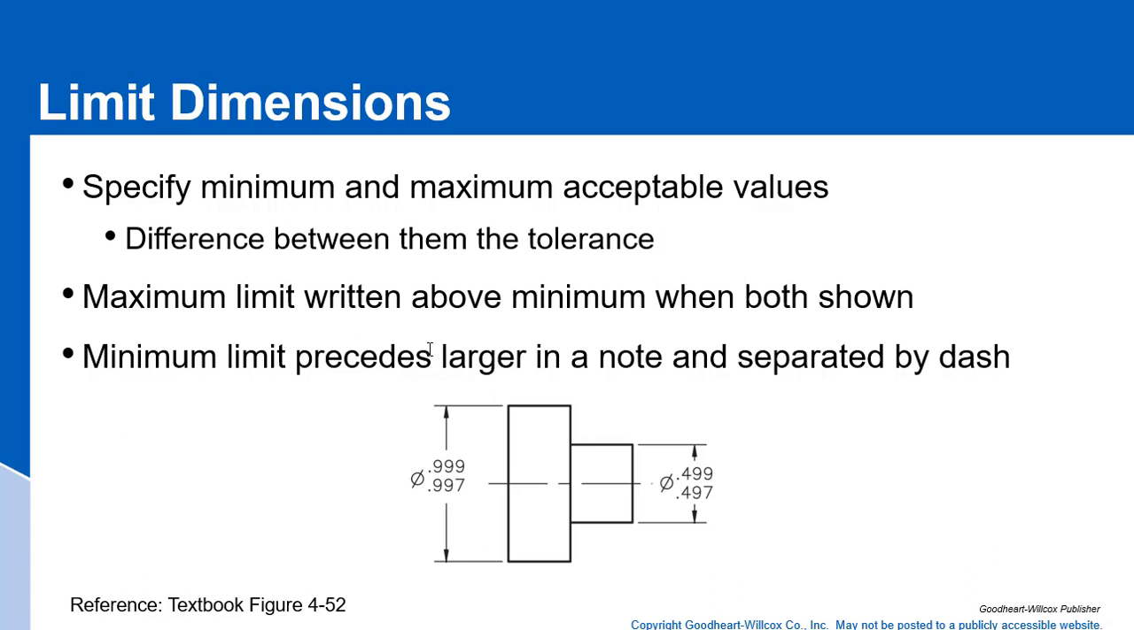Okay, so if you're putting it in a note, you're going to put the minimum dimension first, the dash, and then the maximum. If you're going to show it on the field of the drawing, between a dimension line, you're going to put the larger dimension on top and the smaller dimension on bottom. And really, if it's a diameter, you need to include the diametrical symbol.